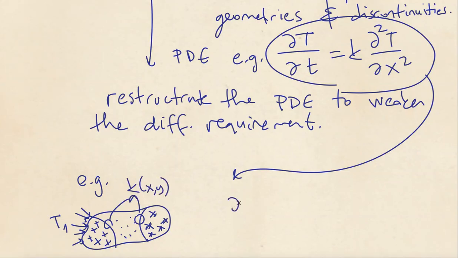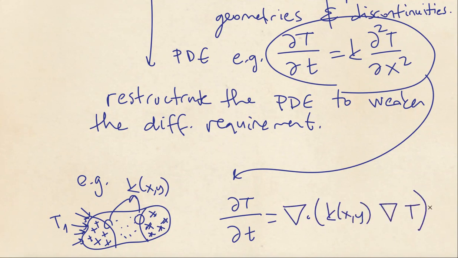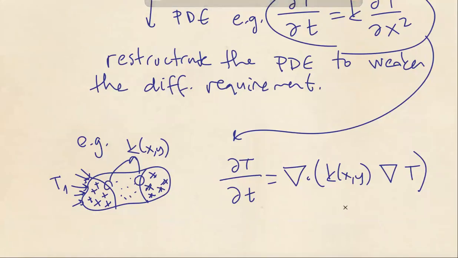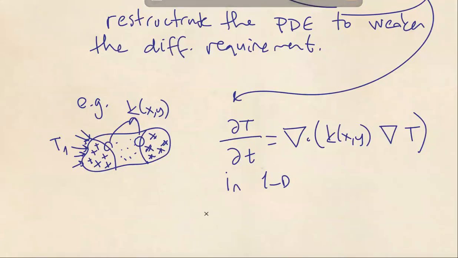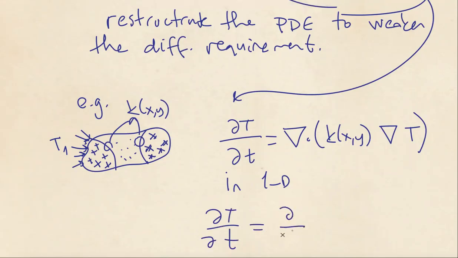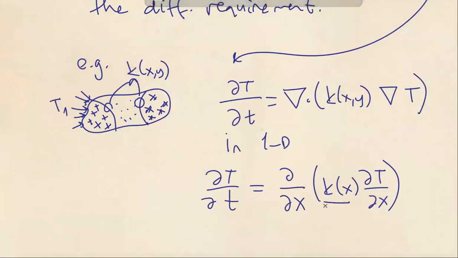So this two-dimensional problem should be written as the divergence of K(x,y) times the gradient of temperature. In one dimension, this turns out to be partial T partial t, where t is time, equals partial x of K(x) times partial T partial x. So what does that mean? K, this coefficient, is a function of space.